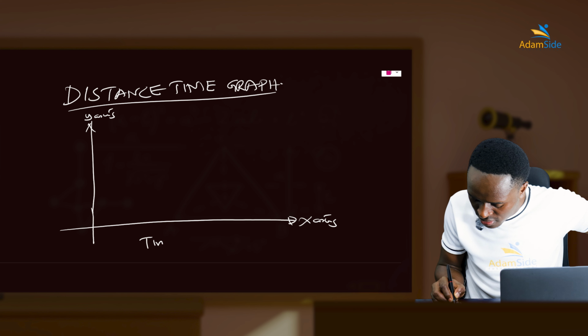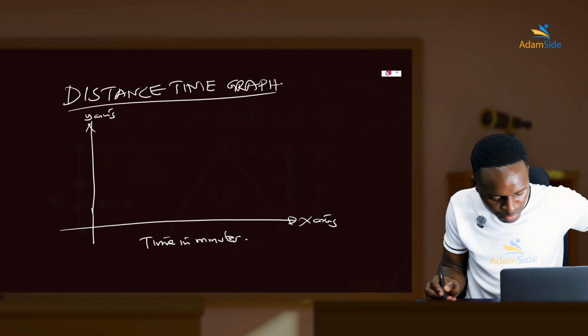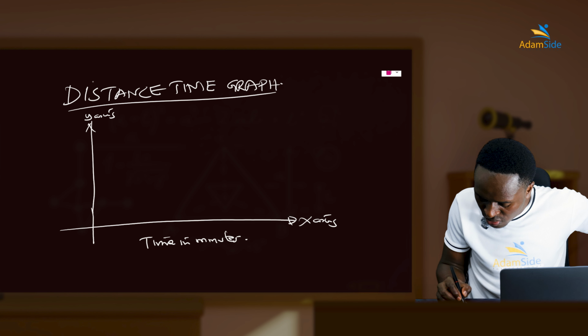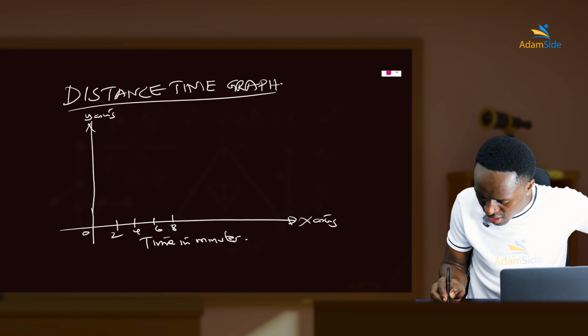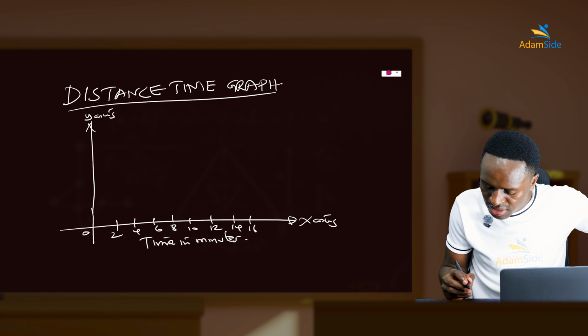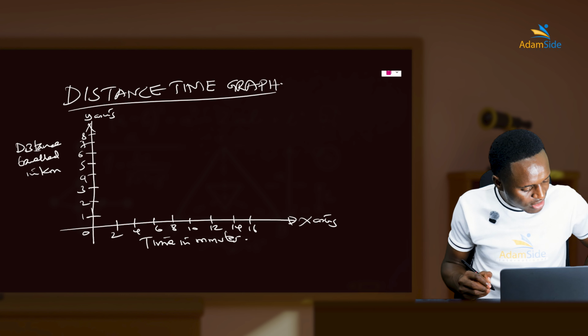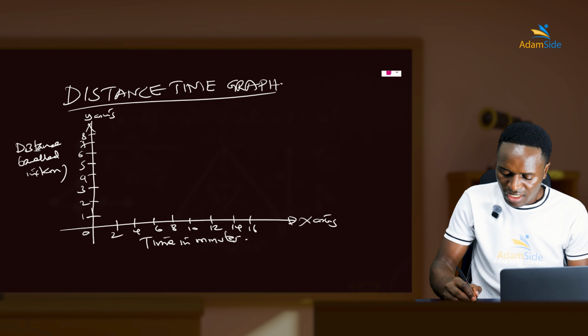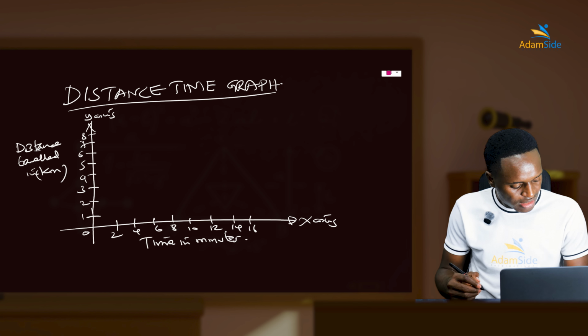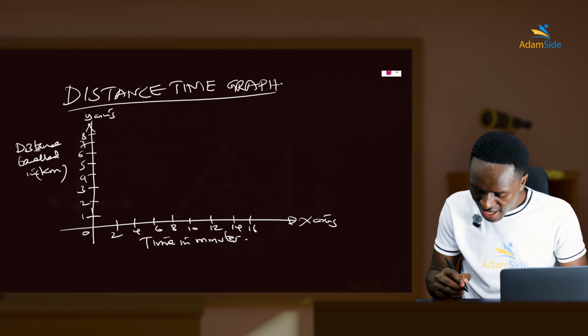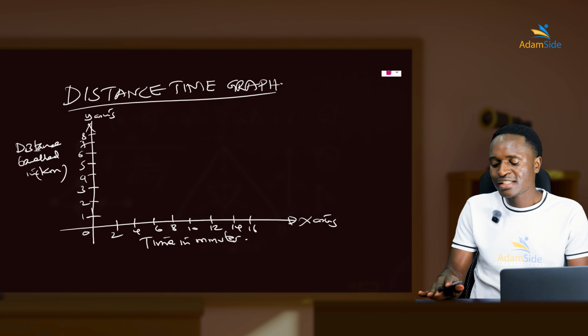So we have time in minutes. Maybe 0, scale 4, 6, 8, 10, 12, 14, 16, as you go on. And then we have distance traveled in kilometers. Remember, these are distance time graphs.